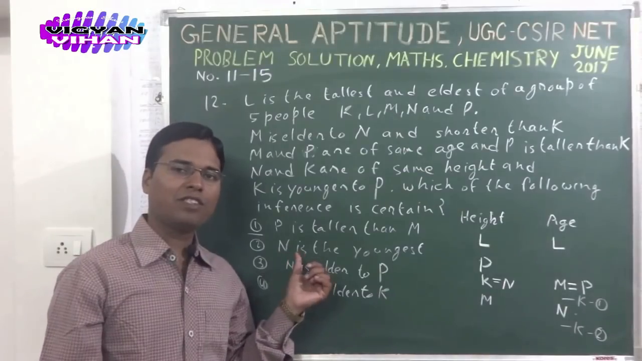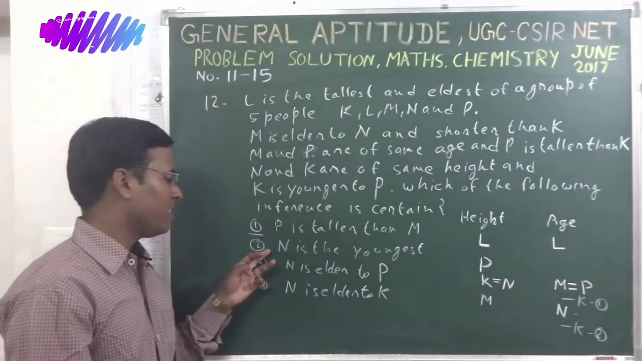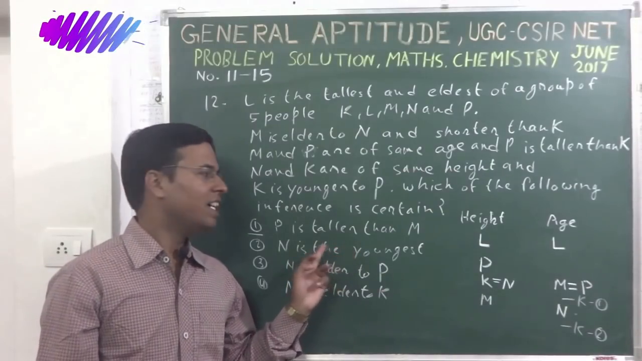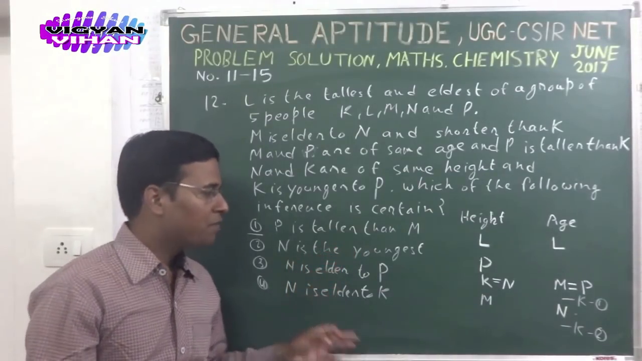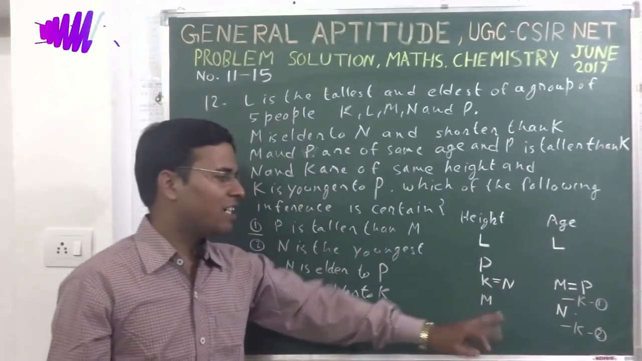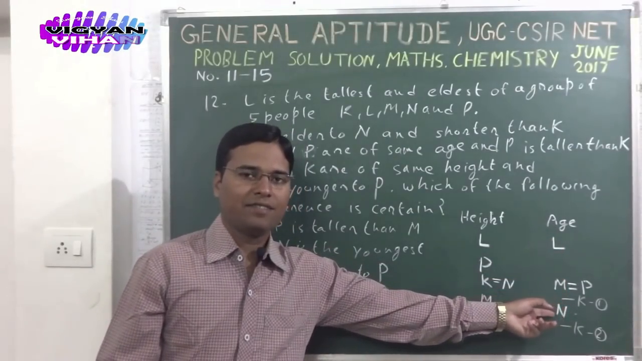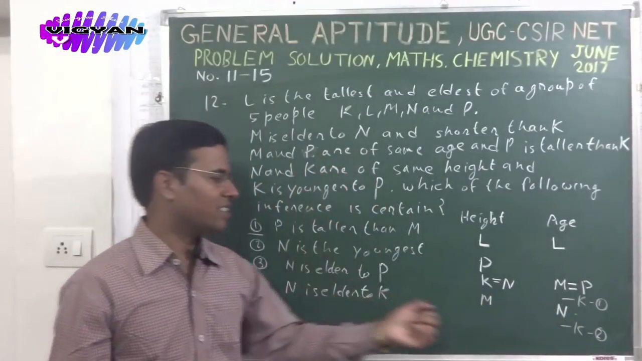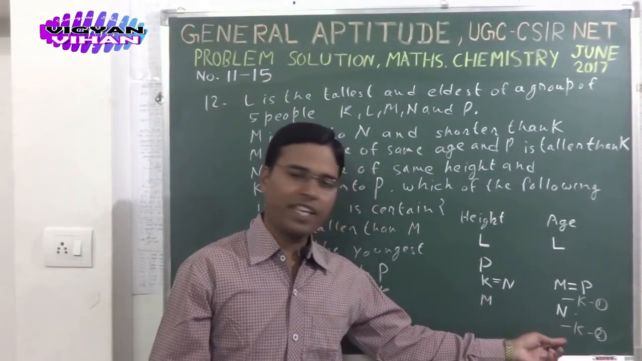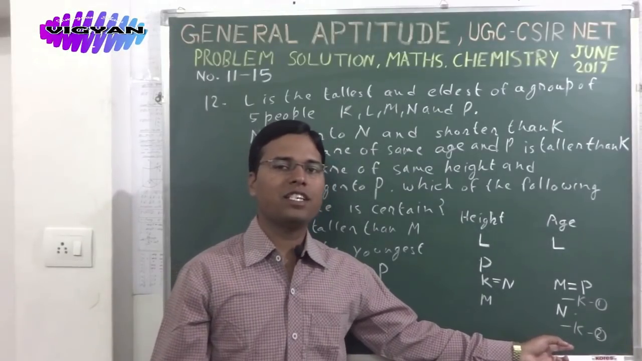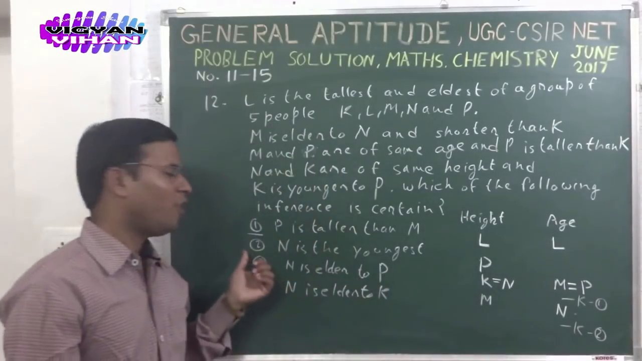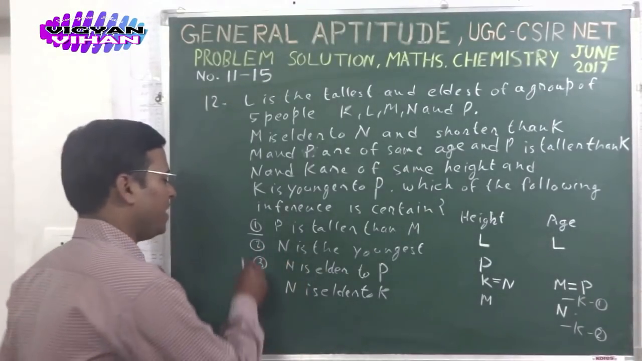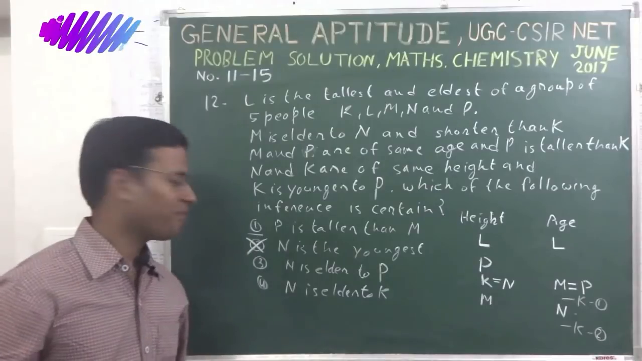Let's think about the remaining 3 options. Option 2: N is the youngest. For their age group, there are 2 conditions for K, and these are possible from the given conditions. So if K is at position 2, then option 2 may not be correct. So this inference may not be certain.